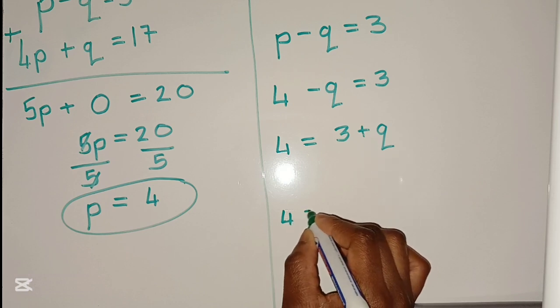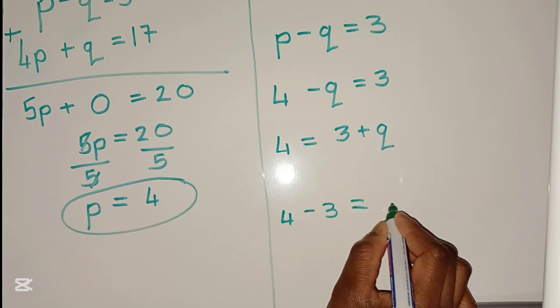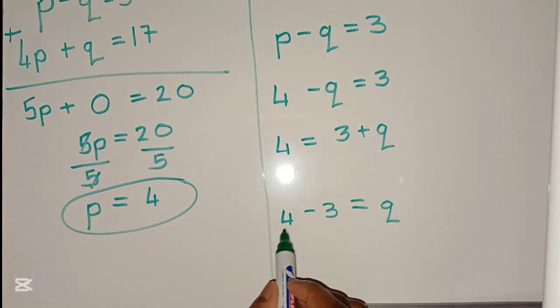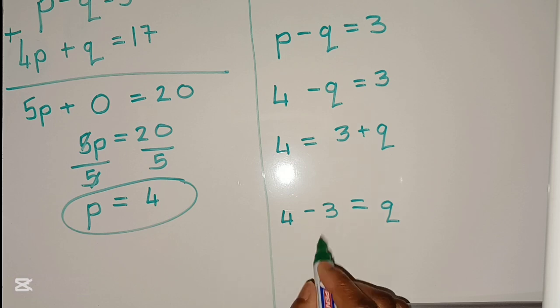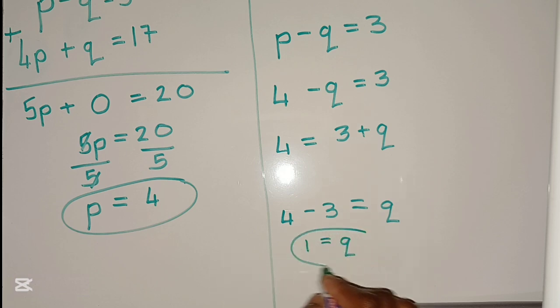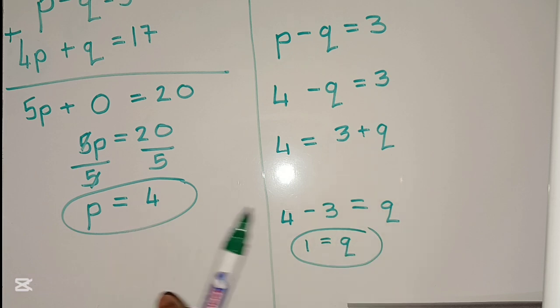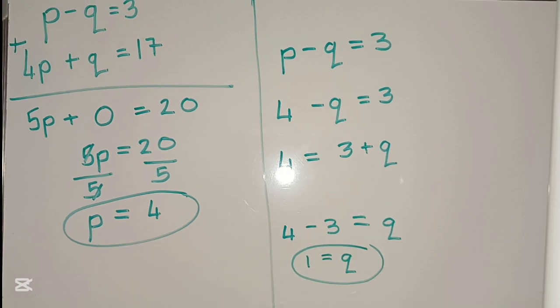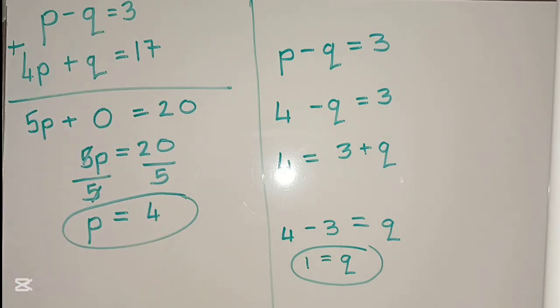4 minus 3 equals q. 4 minus 3 is 1, equals q. So the value of p is 4 and the value of q is 1. For you to be sure, substitute both these variables in this equation.